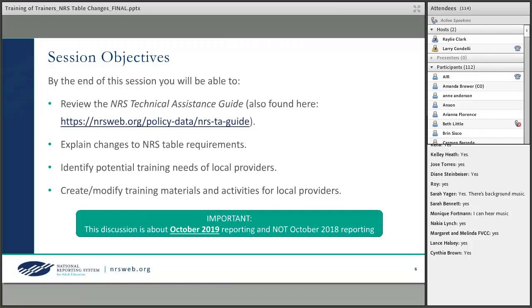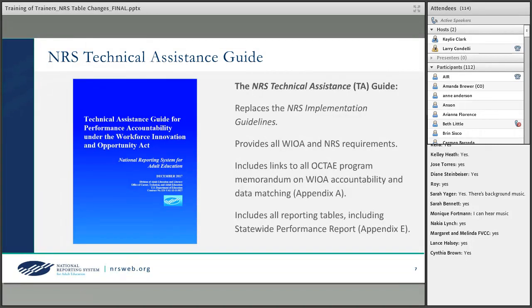Again, I want to point out we're only going to go over the tables that have changed, and this discussion refers to tables that you will report in October 2019, not this year, but next year. The program year starts July 1 of this year and ends on June 30th of 2019. This is the period where you will use the tables that we're going to be talking about now. Up until this year, 2018 reporting, you will still use the tables you used last year.